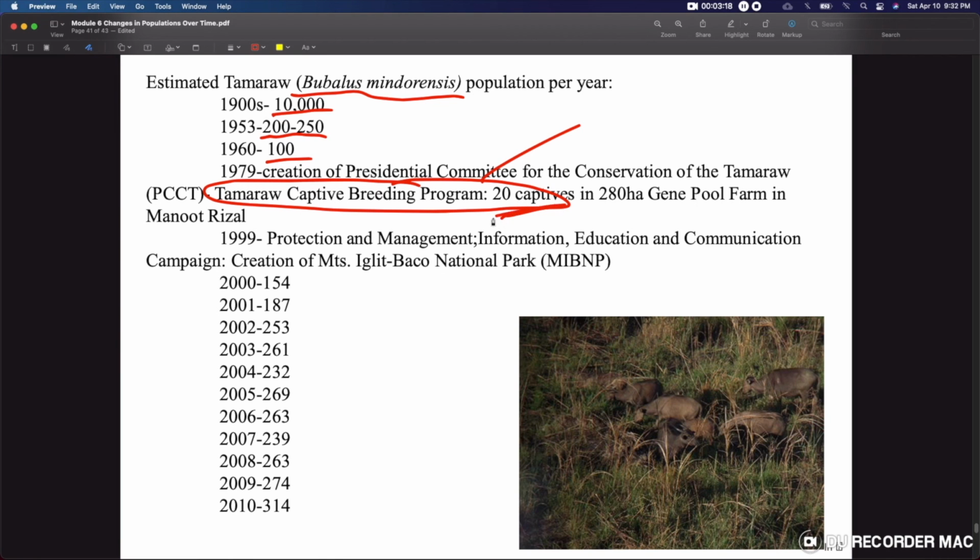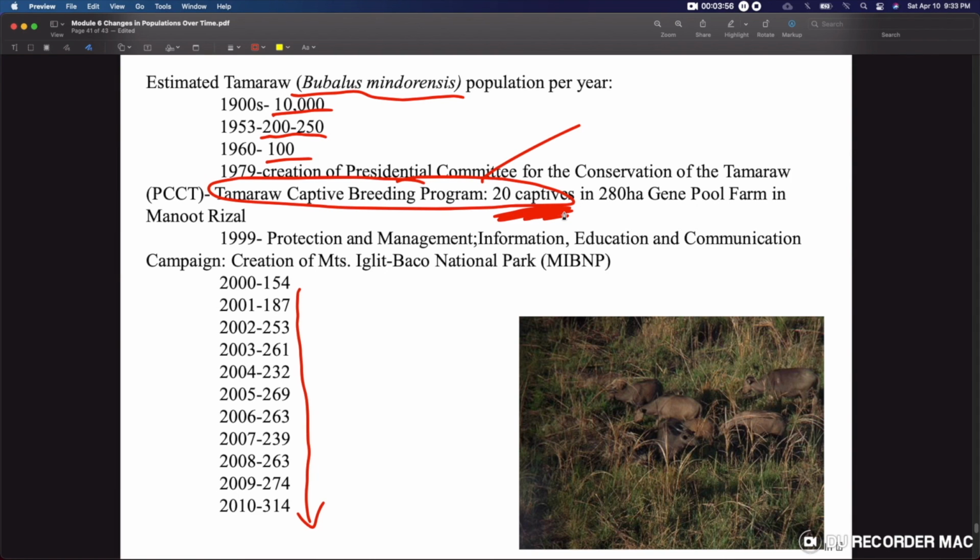Now look at that, no? 20 captives. That's a no. That would reduce the variety of them. But yeah, if you can see here, it's slowly increasing the number of your tamaraos. But again, in that captive breeding program back then with 20 captives, well, I won't blame them, because it's difficult to get funding for this and to maintain those 20 captives. That would cost a lot of money too. But yeah, look at that.